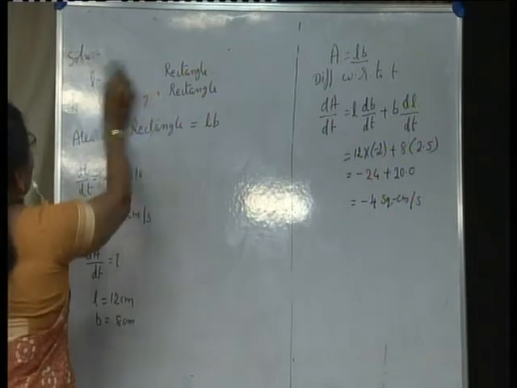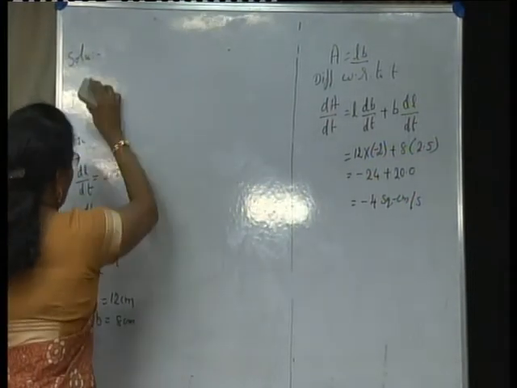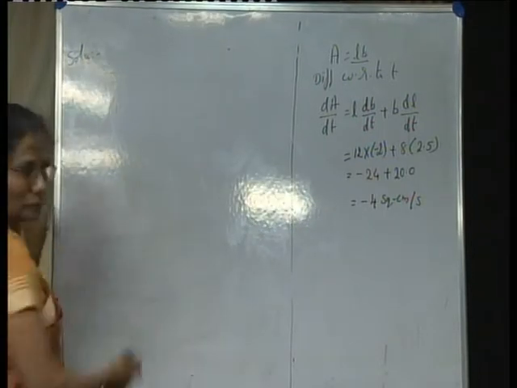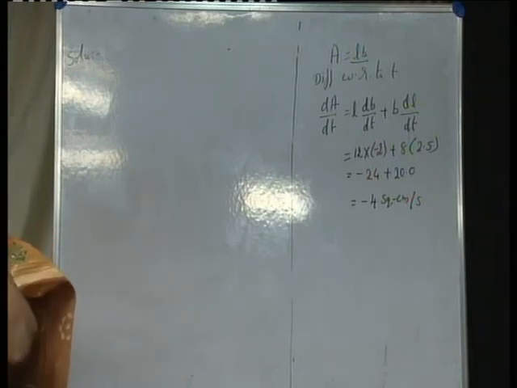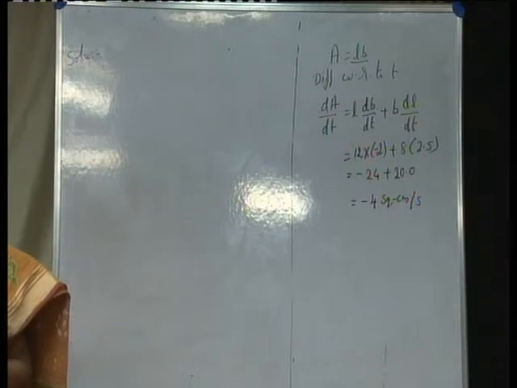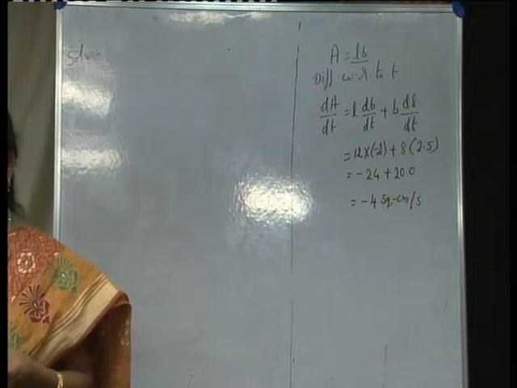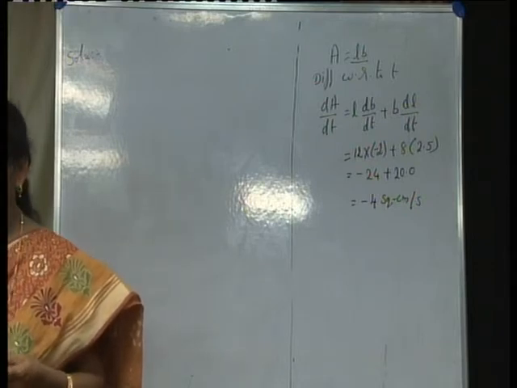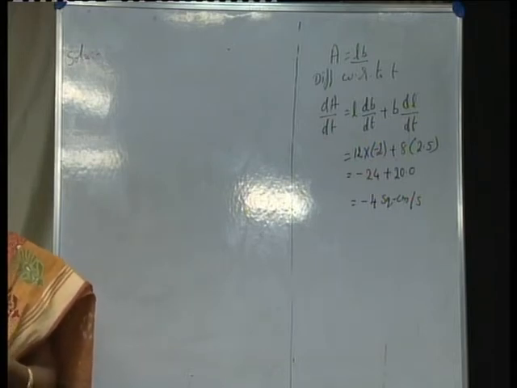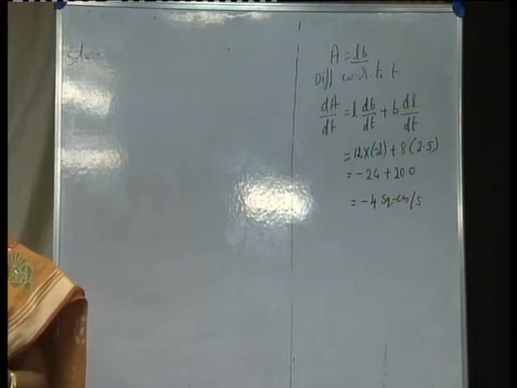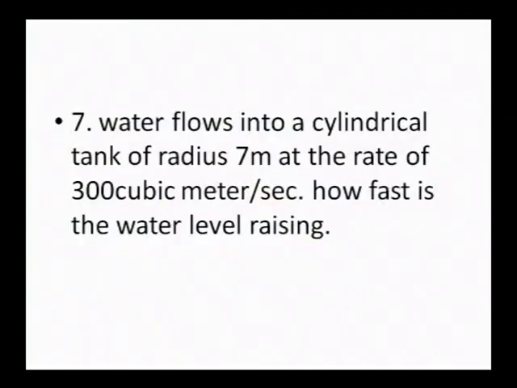The next, water flows into a cylindrical tank of radius 7 meter at the rate of 300 cubic meter per second. How fast is the water level rising? Water flows into a cylindrical tank of radius 7 meter at the rate of 300 cubic meter per second. How fast is the water level rising?